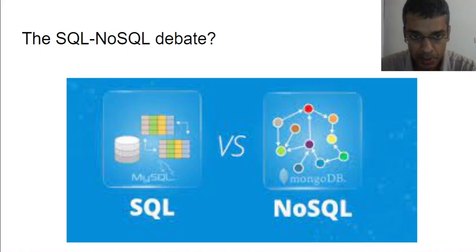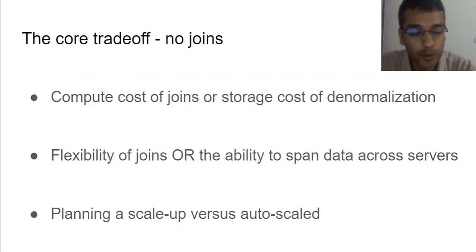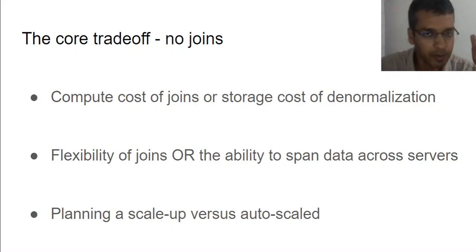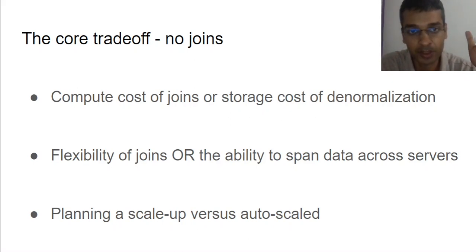NoSQL takes a fundamentally different approach and doesn't have relationships. So at a very, very coarse level, the core trade-off that NoSQL databases make is to not support joins. There are also, at a system level, decisions to not support ACID semantics and stuff like that. But at a very fundamental level, if you really want to understand the core difference, then essentially it is this distinction of not supporting joins.